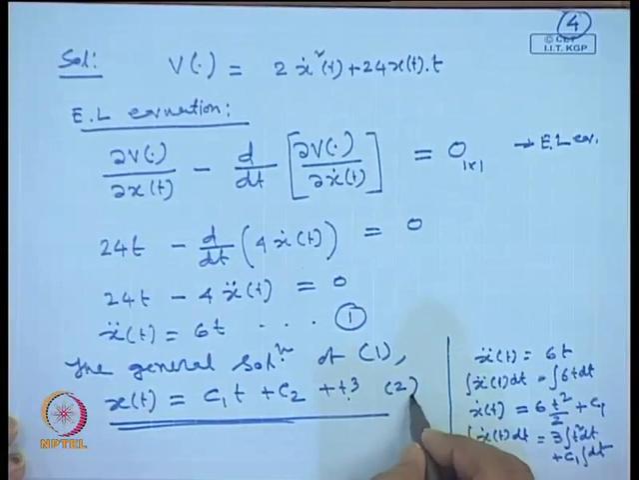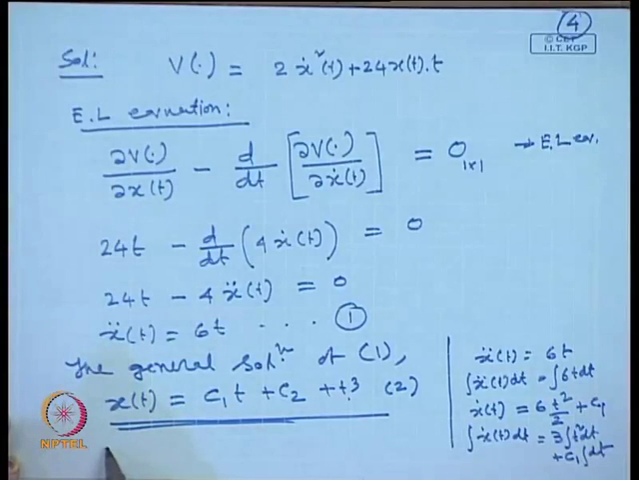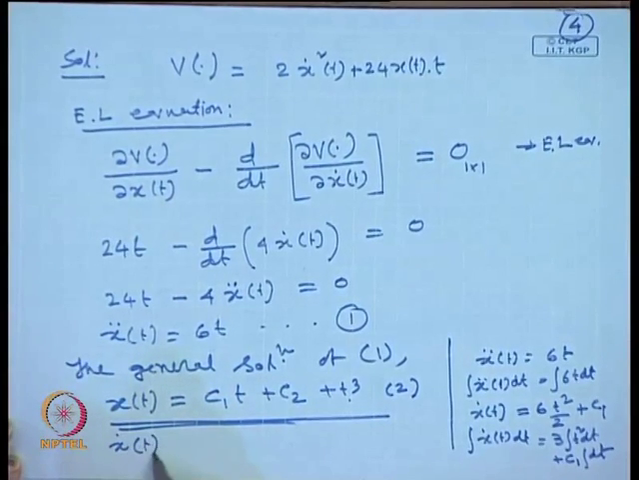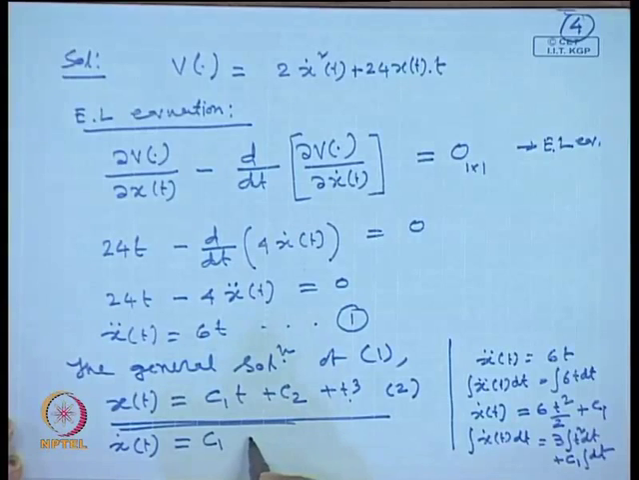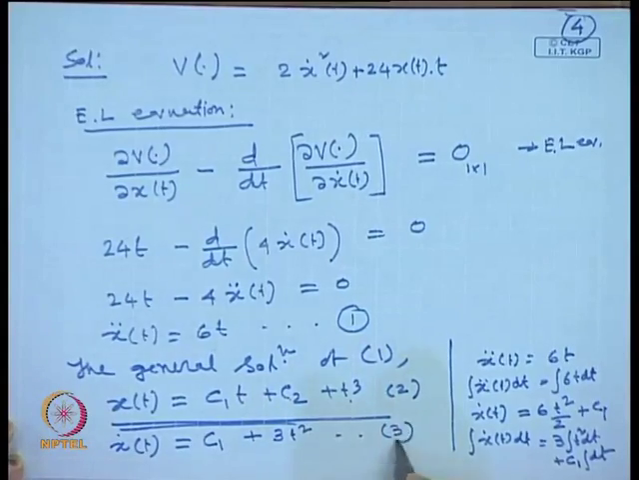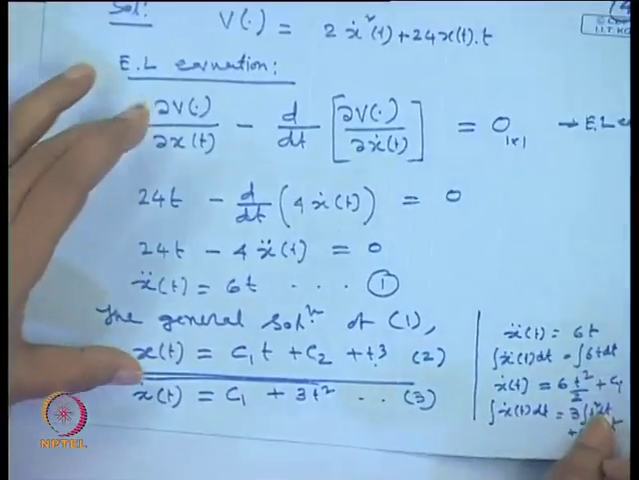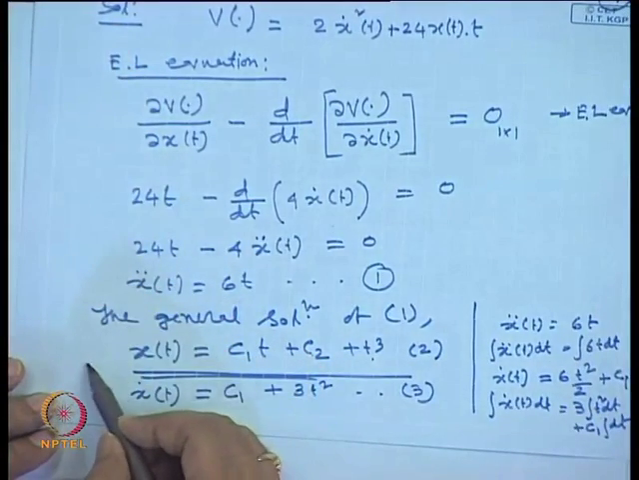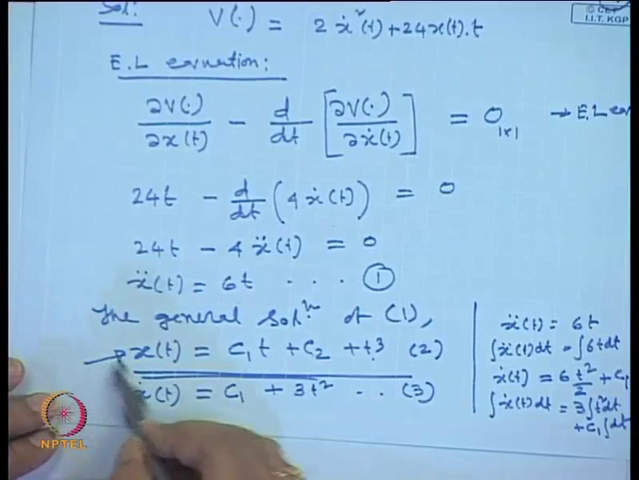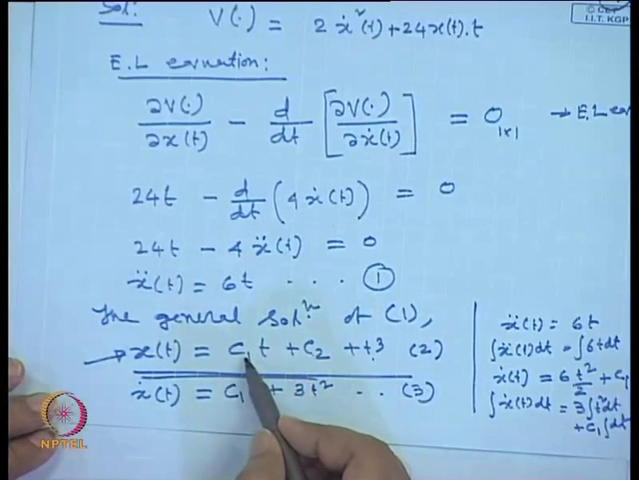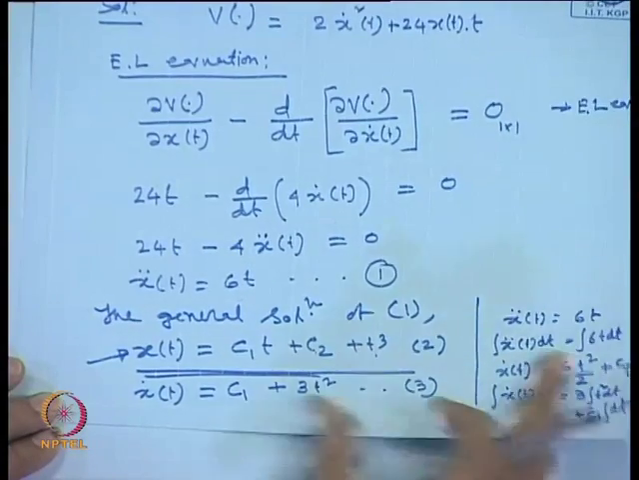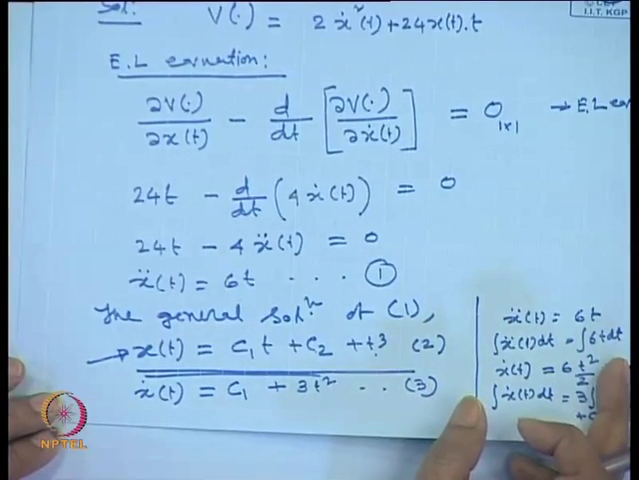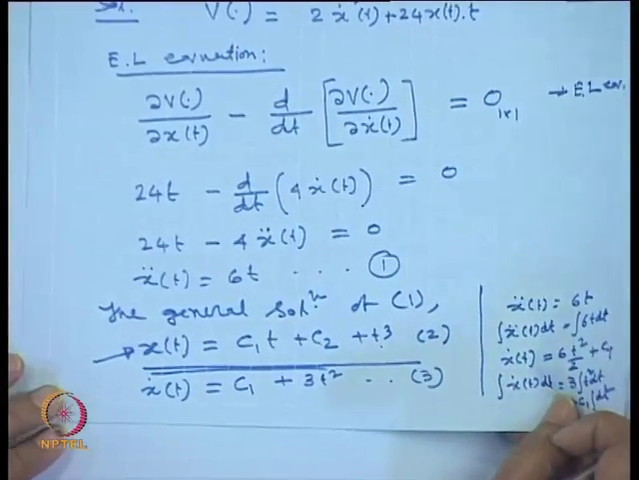Let us call this equation number 2. If you differentiate this once again, c 1 into t differentiates to c 1, c 2 is a constant so it gives 0, then 3 t square. Let us call this equation 3. So this is from Euler's equation that we got the optimal trajectory, but we still have to find c 1 and c 2. Those two constants we can find using the boundary conditions.